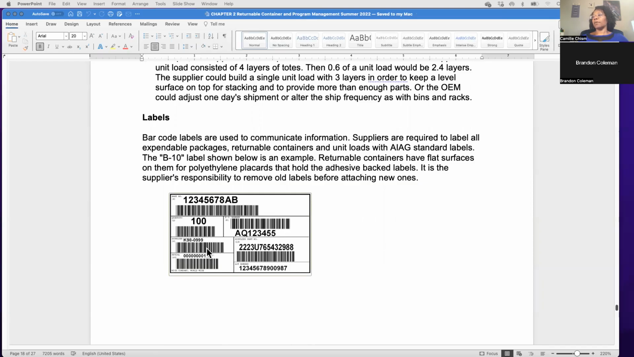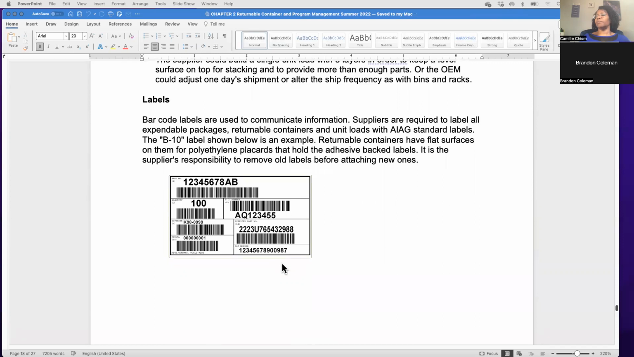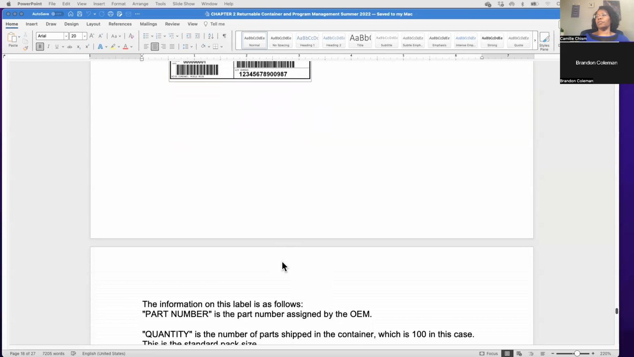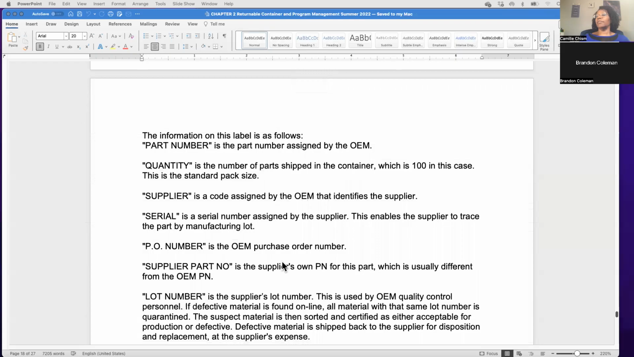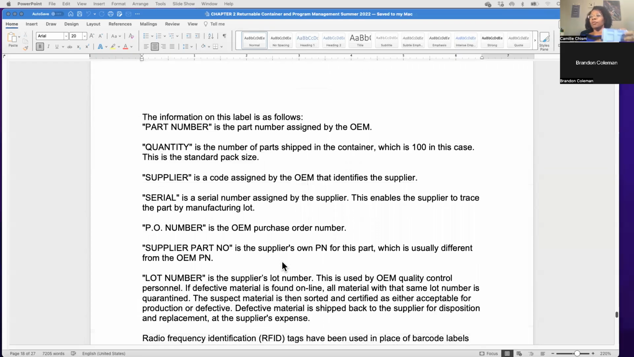You'll have a supplier code, a serial number if there is one, and a supplier part number. They can also attach a PO number and a lot number. These are pretty standard, and they all have to do with the traceability of the part. It will be on the label.